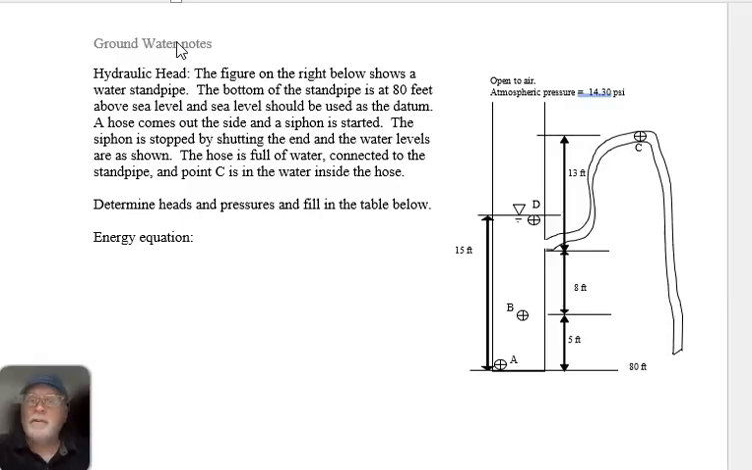So we have here, if you look at it, the figure on the right shows a water standpipe. We're going to take from this and think about a well in a little bit, but we're going to start with a water standpipe. The bottom of the standpipe is 80 feet above sea level, and we're going to use that as our datum. A hose comes out of the side, and a siphon is started, and then we stop it. So now no water is moving in here, and the water levels are as shown.